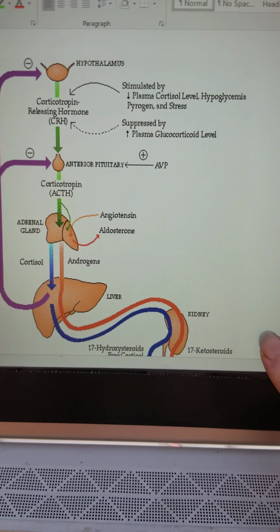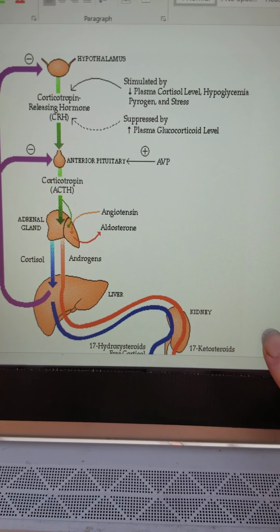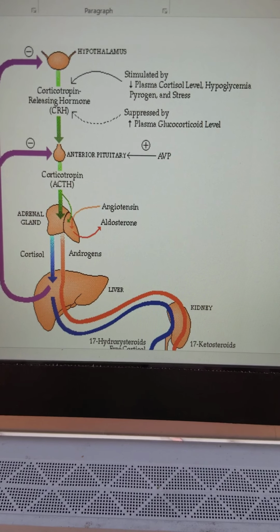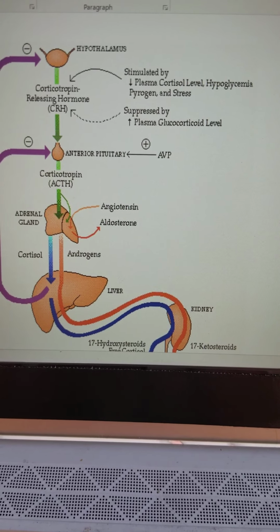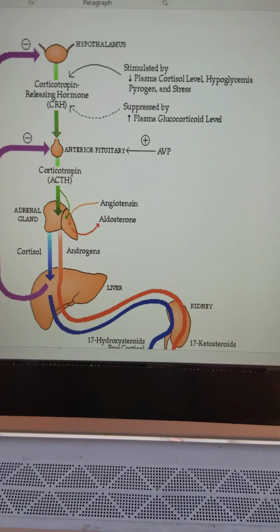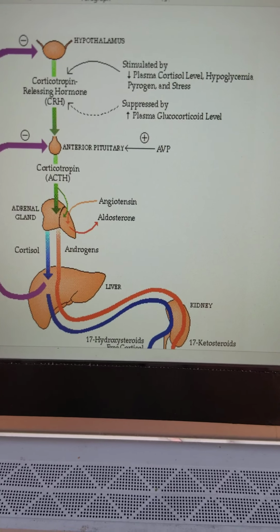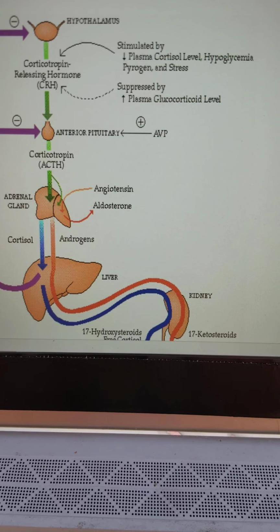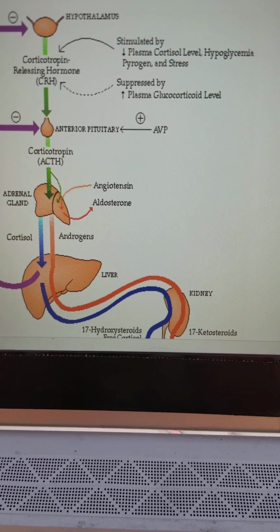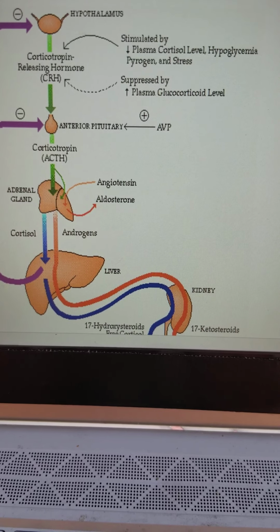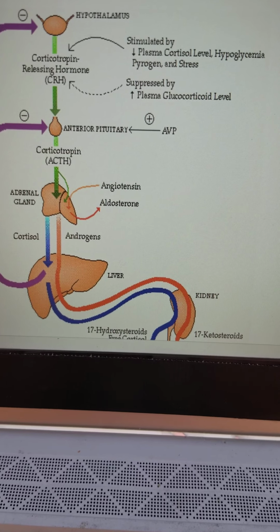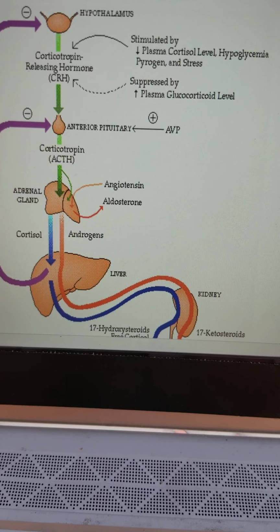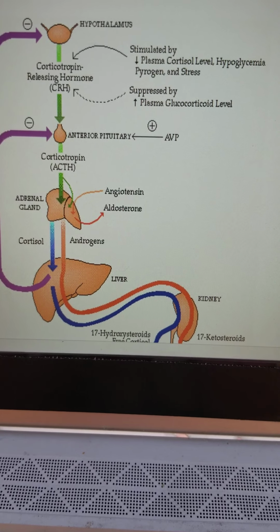Just remember, CRH, corticotropin releasing hormone, is stimulated by decreased plasma cortisol levels, hypoglycemia, pyrogen, and stress. CRH is suppressed by increased plasma glucocorticoid levels. Actually, hypoglycemia, pyrogen, and stress will increase cortisol.